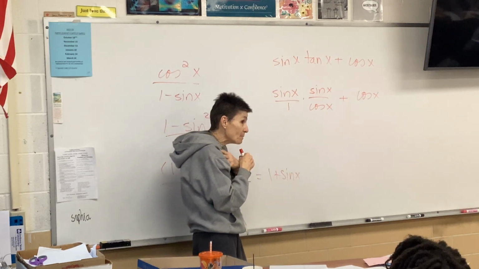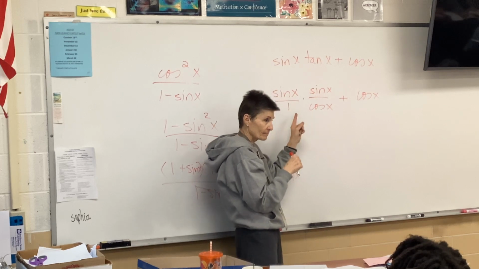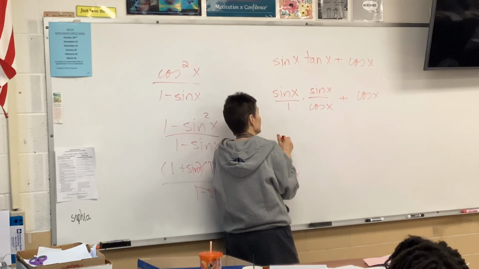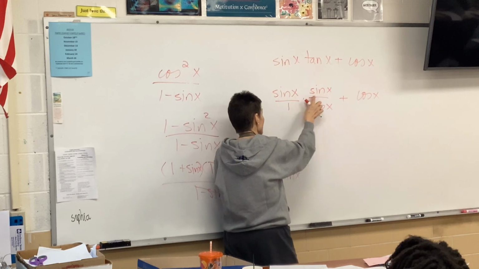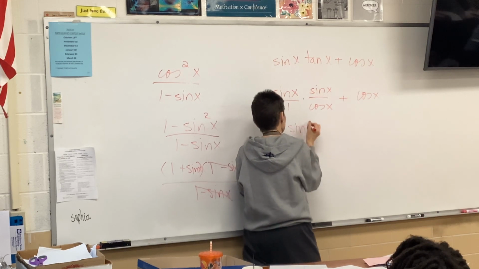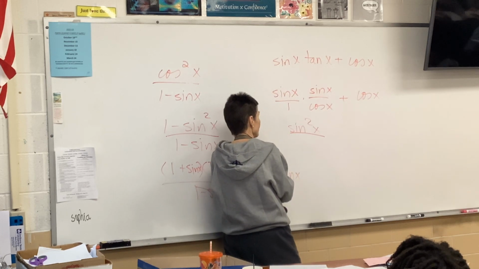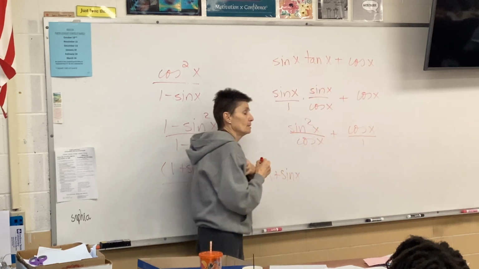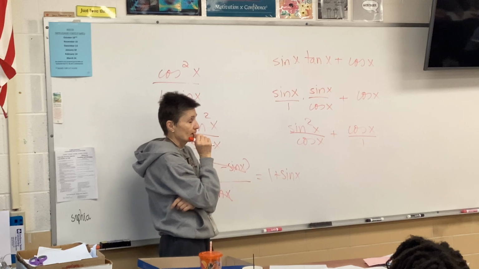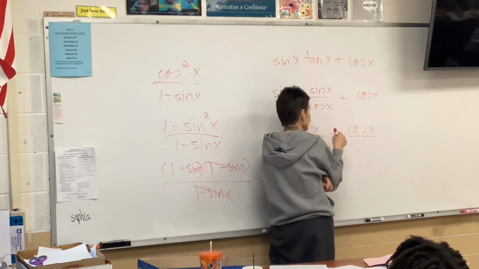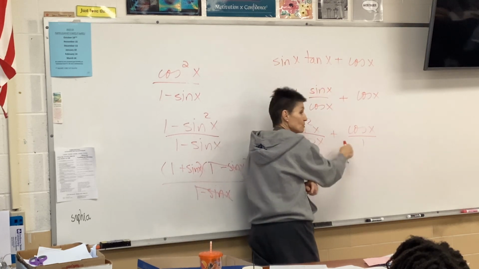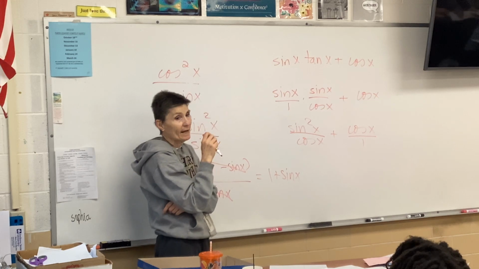Now, it would make me happier if something canceled here. It doesn't. What does this make when I multiply it together? What's sine times sine? What's 1 times cosine? There you go. That's what it makes. Now I still have an addition problem, but now I'm adding 2 fractions, aren't I? And what do I do when I add fractions?